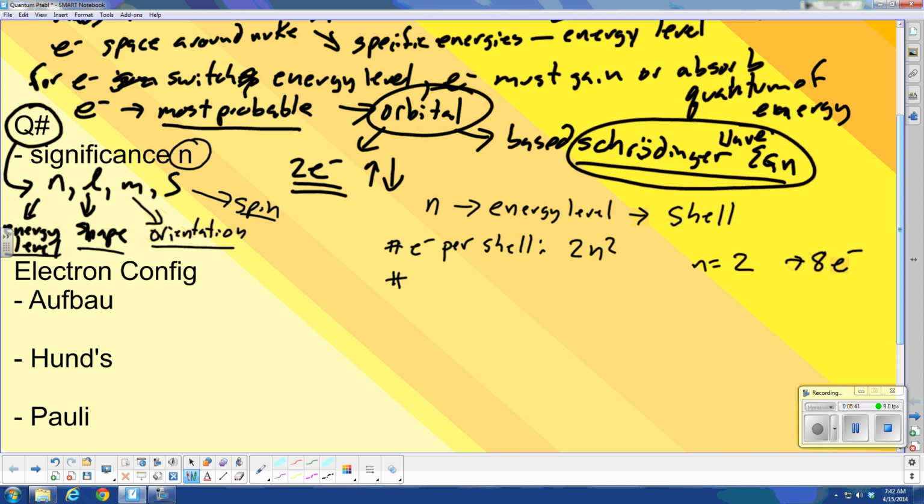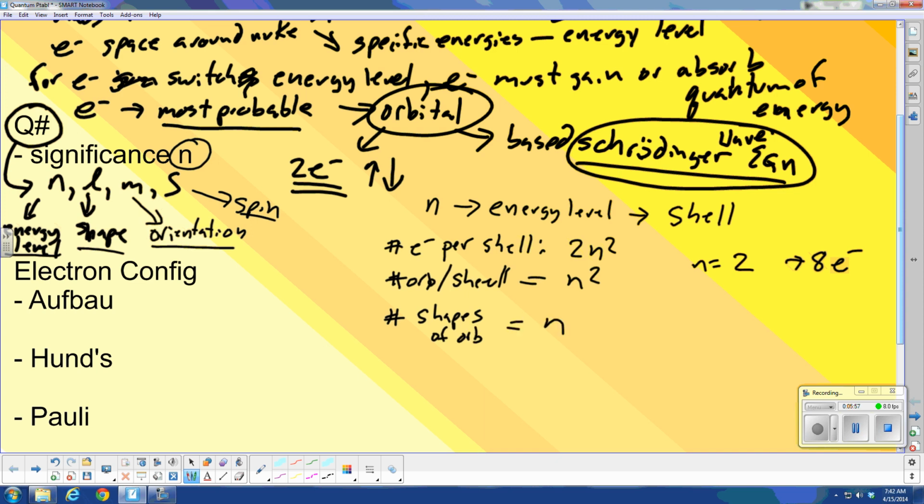The number of orbitals per shell is equal to n squared. The number of shapes of orbitals is equal to n.